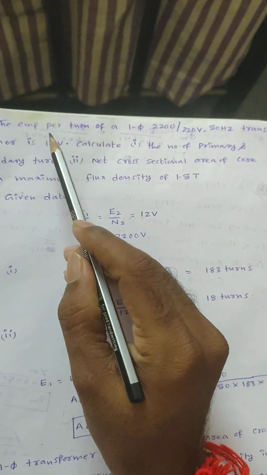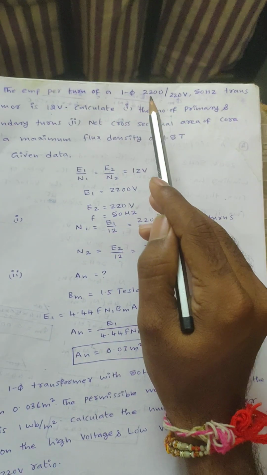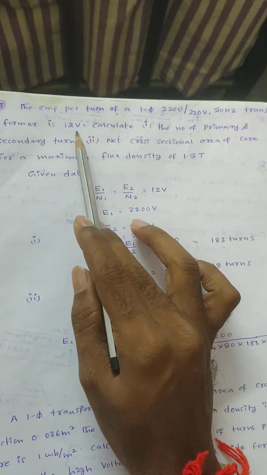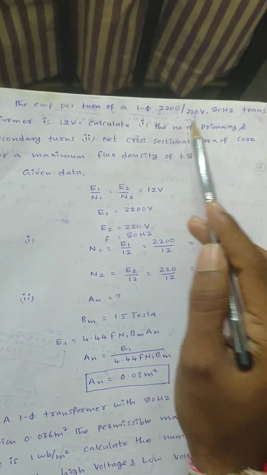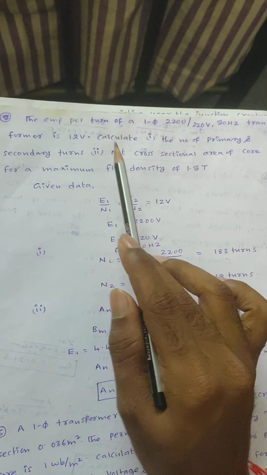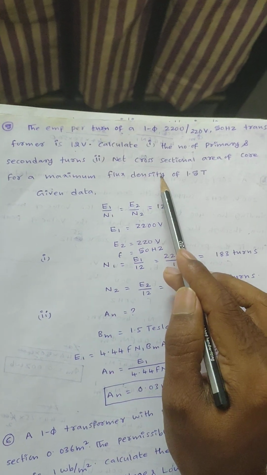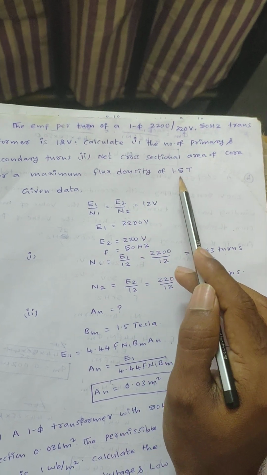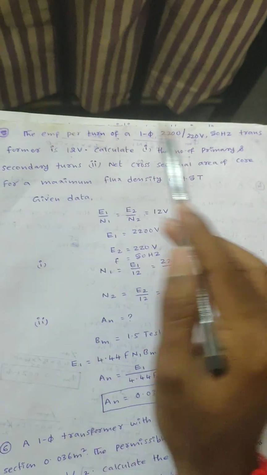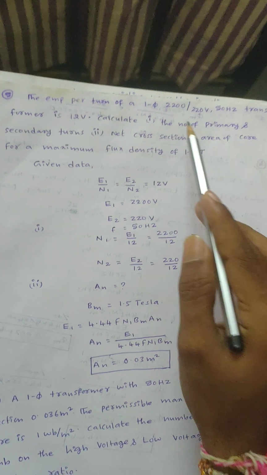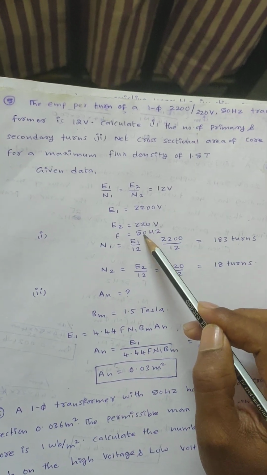Okay, next problem. The EMF per turn of a single phase 2200/220 volts, 50 Hz transformer is 12 volts. Calculate, first bit, the number of primary and secondary turns. Second bit, net cross sectional area of the core for a maximum flux density. That means B maximum is given directly as 1.5 Tesla. What is given? E1 is 2200 volts, E2 is 220 volts, supply frequency is 50 Hz.